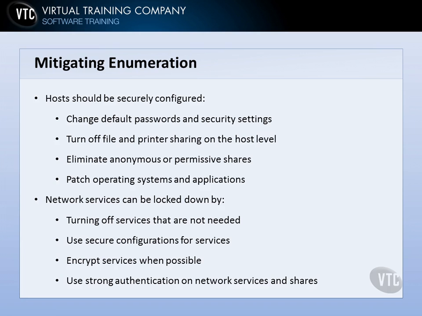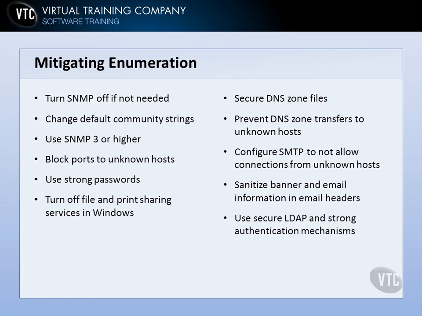It also might mean tightening down the security configuration files for those services. You want to encrypt services whenever possible. Obviously, you can't encrypt every service because some services really aren't designed for that. DNS, for example, is not designed to be encrypted, but you can secure it. Use strong authentication on network services and shares whenever possible as well. Here are some other things that we can throw at you to mitigate enumeration, at least reduce its effectiveness.